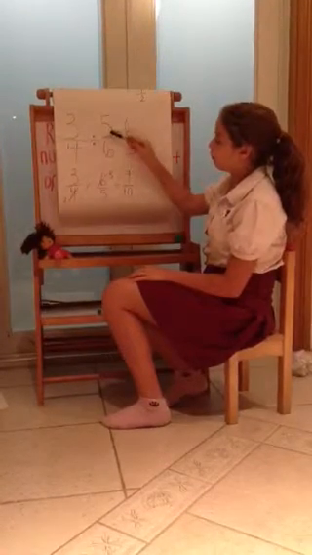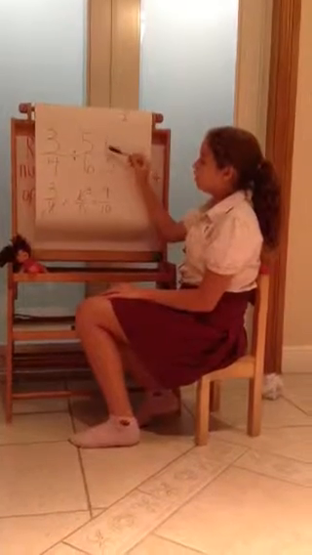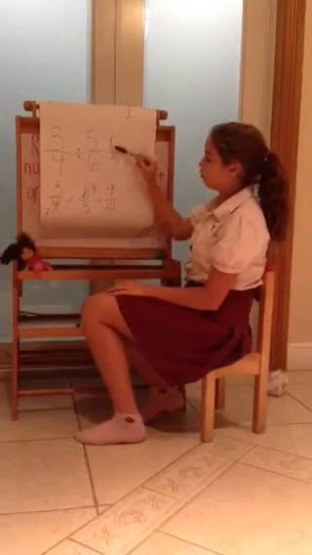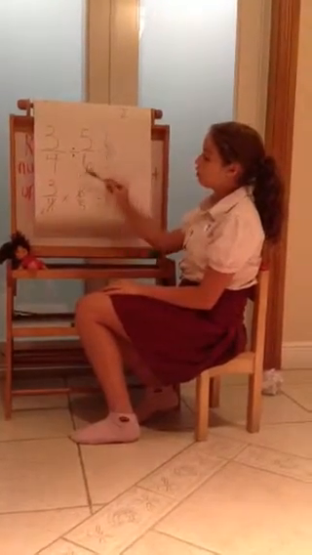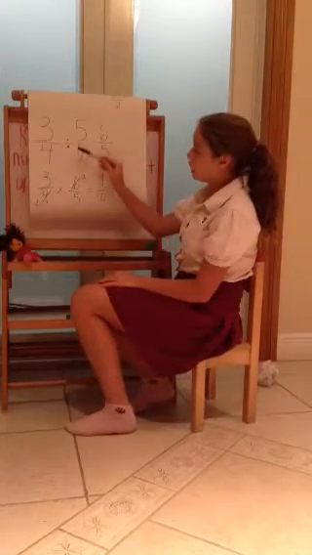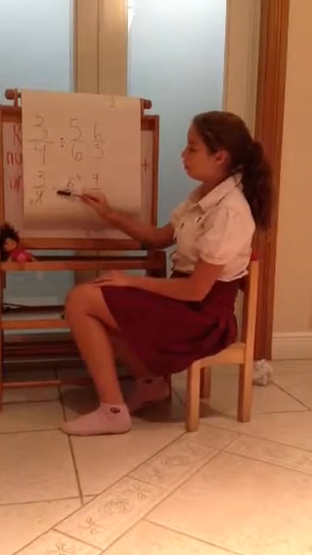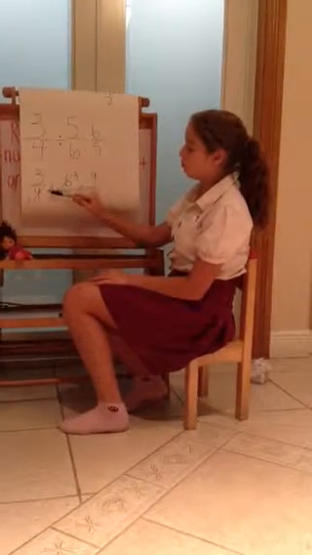3 over 4 divided by 5 over 6. The first thing you have to do to solve the problem is change 5 over 6 to its reciprocal, 6 over 5. Now rewrite the problem as 3 over 4 and 6 over 5. The second thing you have to do is change the dividing sign to multiplication. Now that you're ready, we can simplify.